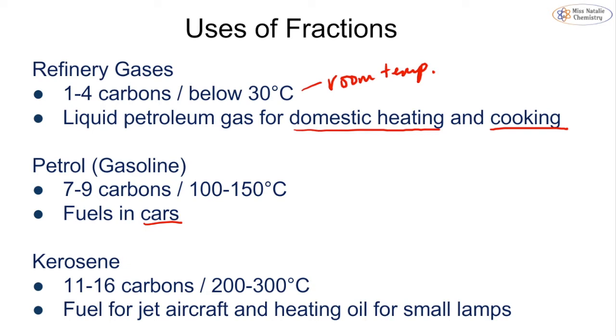Then we move on to kerosene, which has between 11 and 16 carbons, and a much higher boiling point. Now we're getting up to the 200 or 300s, and this is used for fuels for jet aircraft and also for heating oil for small lamps. So you may have heard of a kerosene lamp that burns this as a fuel to give off heat and light.